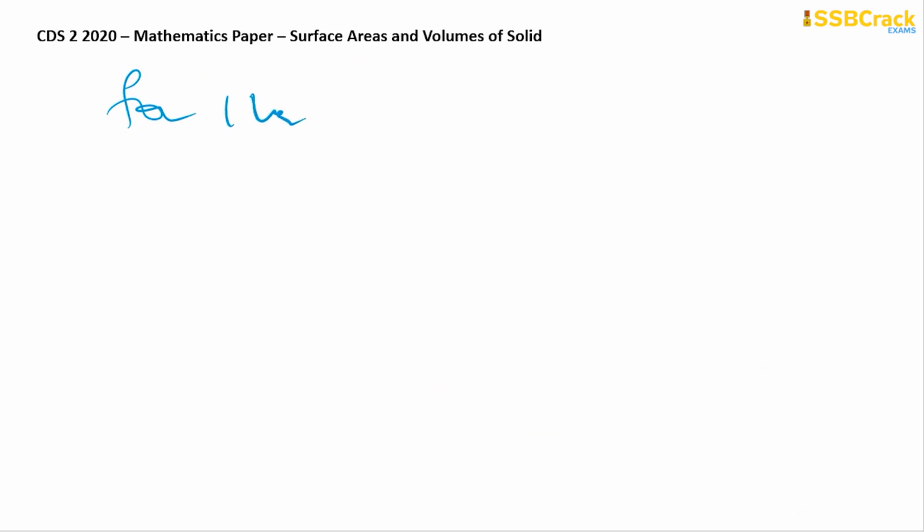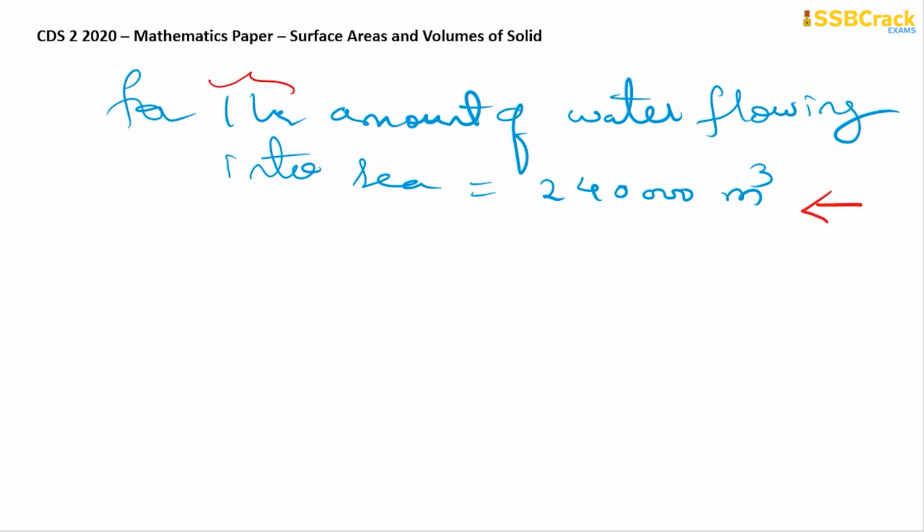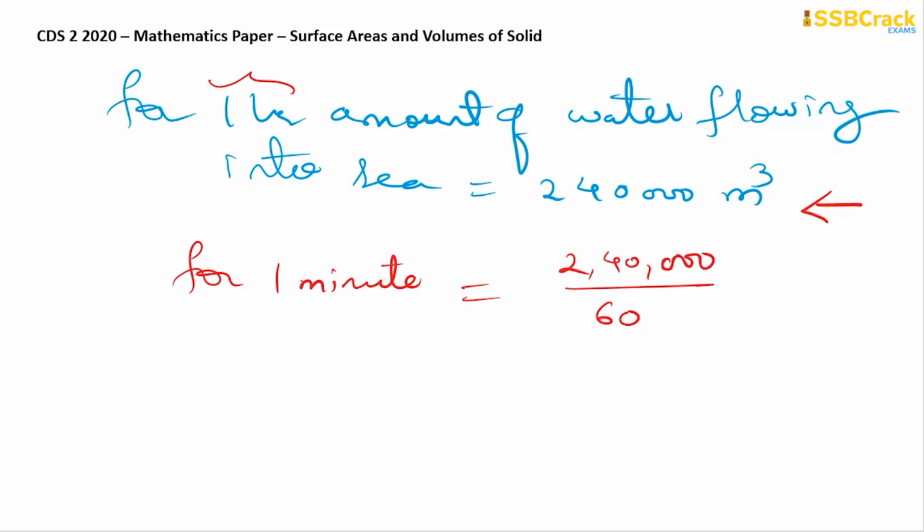So for 1 hour, the amount of water flowing into the sea is 2,40,000 meter cube. We now want the answer in terms of water flowing in 1 minute into the sea, right? So for 1 minute, what you need to do is divide this amount by 60 minutes, because 60 minutes makes 1 hour. So 2,40,000 divided by 60, and this is now the volume for 1 minute in meter cube.